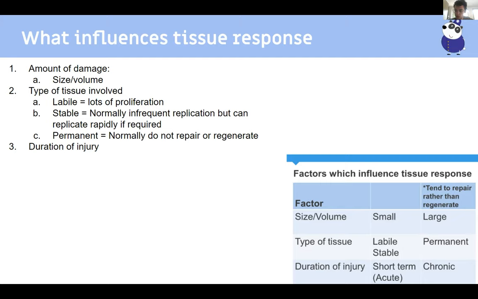Do people know the difference between repair and regeneration? Regeneration is if I have an injury on my skin, the stem cells in the basal layers of my epidermis are going to come up and just replace it. I'm going to have completely regenerated that tissue injury. You can't see any sign of injury, nothing. Repair is generally scar tissue formation.